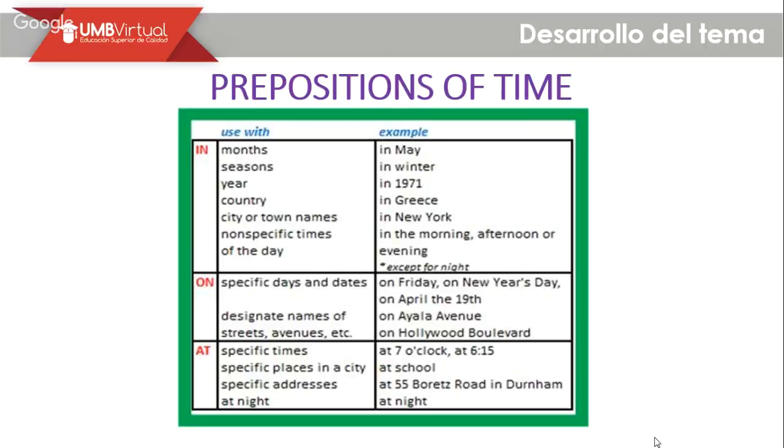The next one is going to be in our specific times, but also the use of the day. So, okay, those are the uses according to the first preposition we were studying, which is in. Example, in May, in winter, in 1871, in Greece, in New York, in the morning, afternoon, or evening, except for nights.